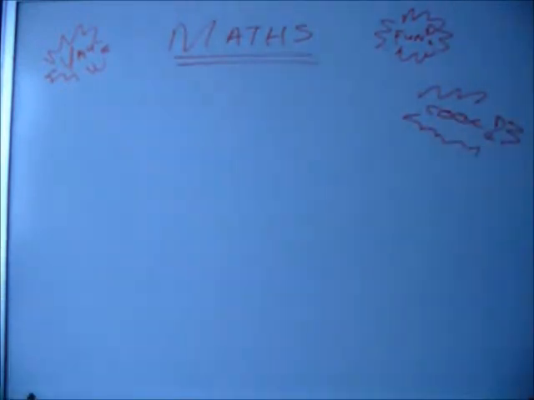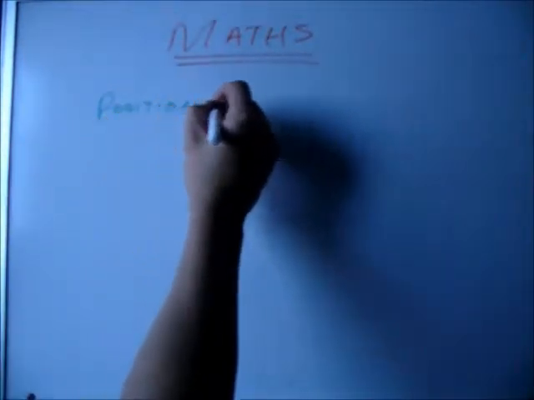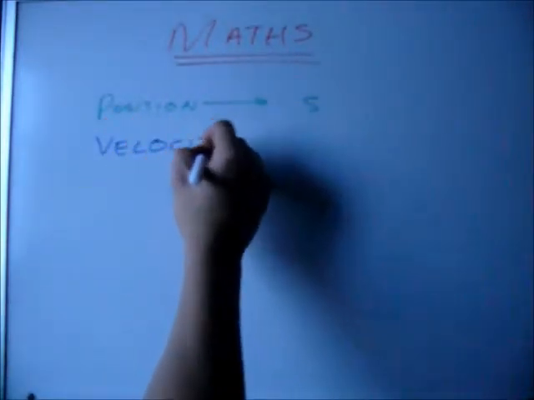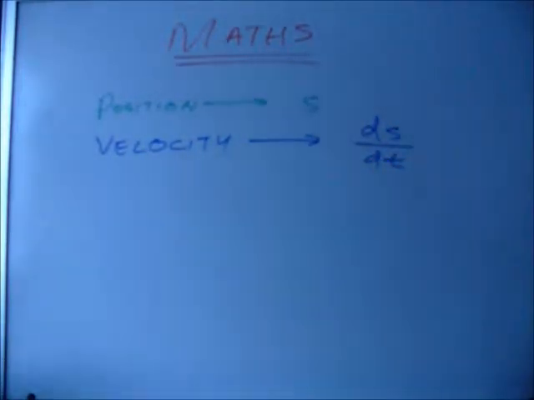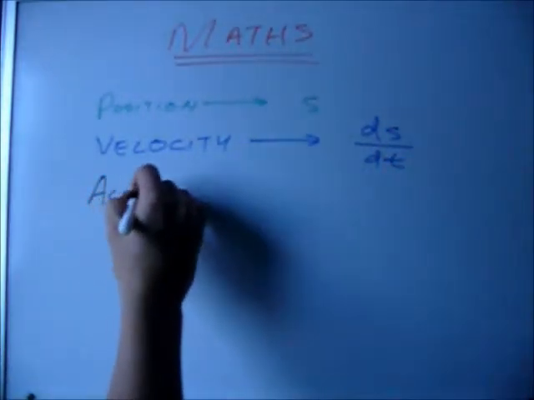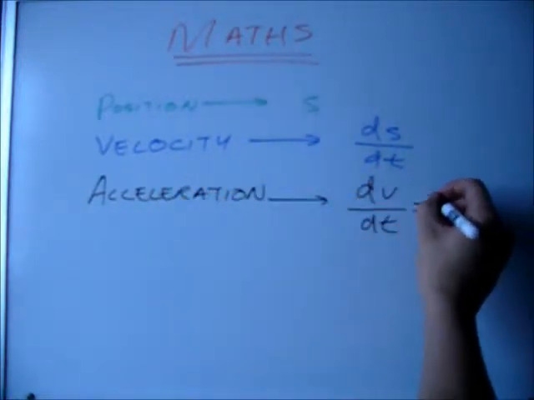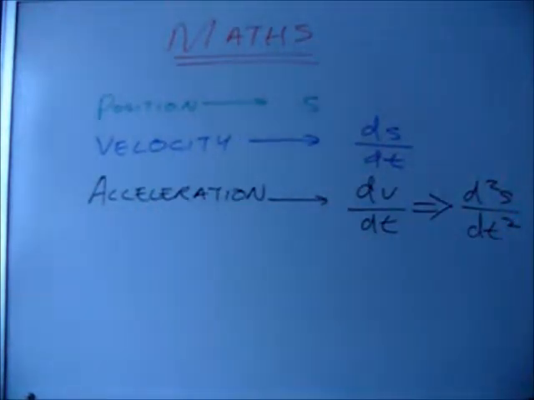Awesome, now we've covered the easy stuff, it's time to take a look at the maths. Let's take position as s. The rate of change of position is the velocity, and we can express velocity as ds/dt. The rate of change of velocity is the acceleration, so we can express this as dv/dt, or the second derivative of displacement with respect to time.